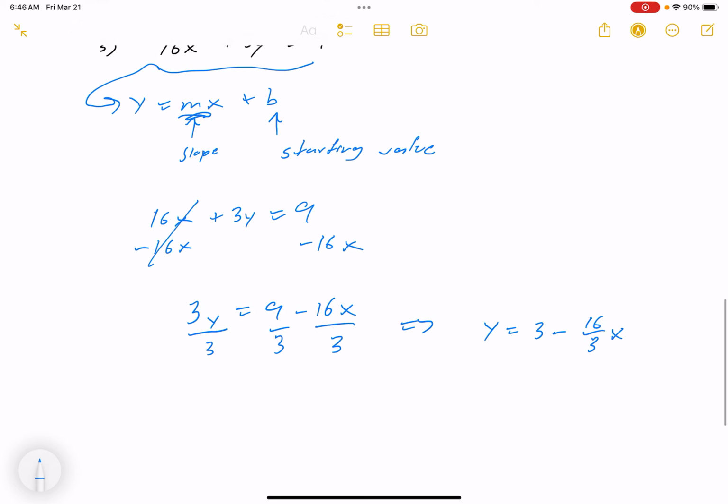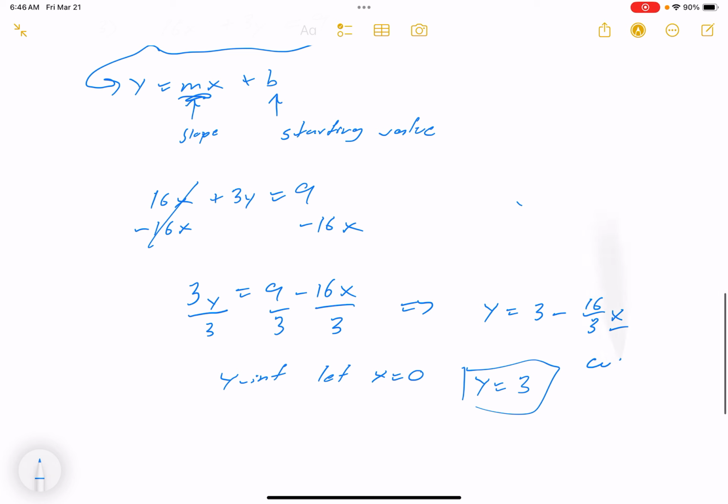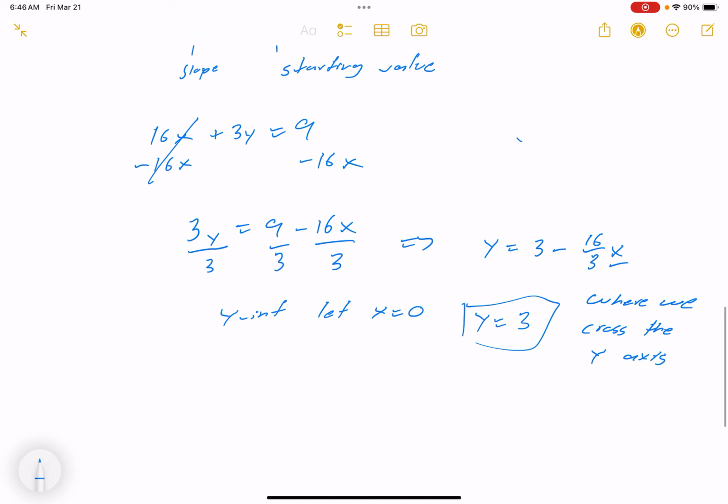Okay, so to find our y-intercept, we want to let x equal 0. When we let x equal 0, 0 times this is just 0, right? So our y-intercept is going to be y equals 3. This is where we cross the y-axis.